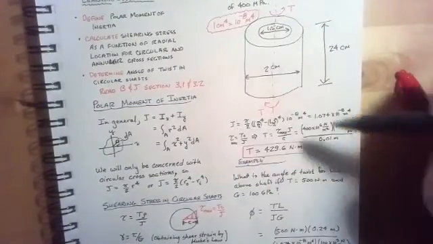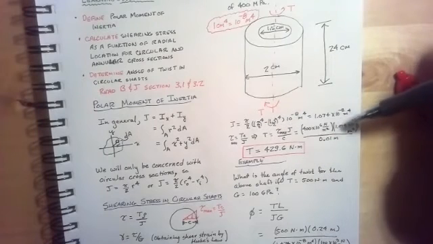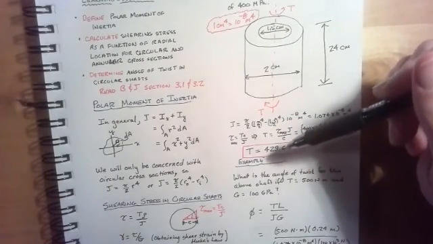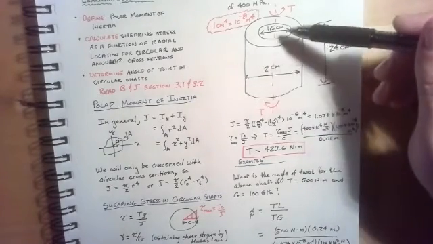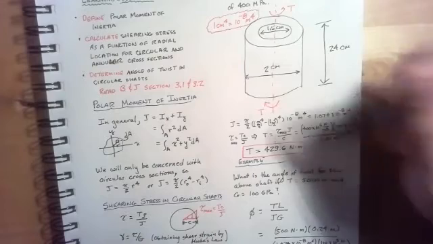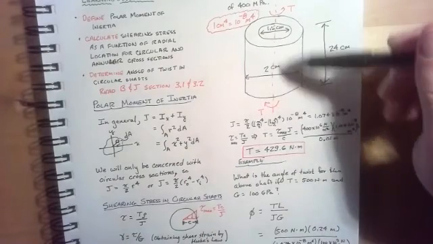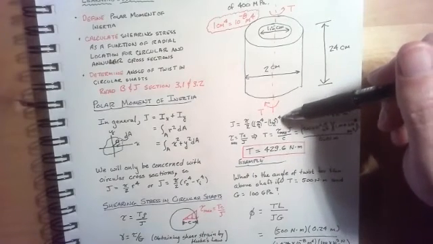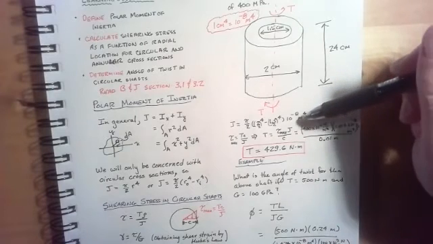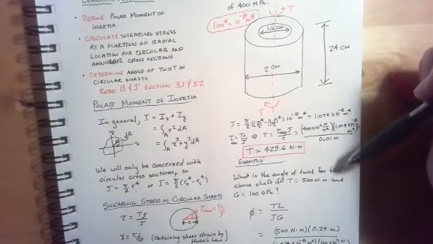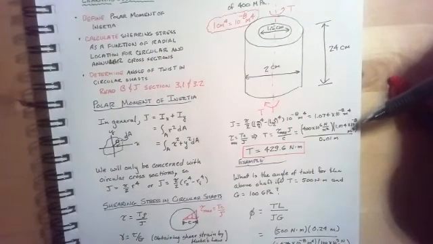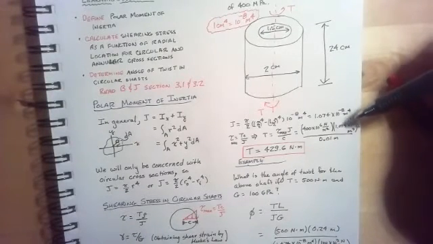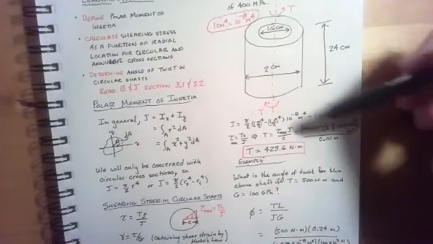So for J, the polar moment of inertia, I would have that equal to pi over 2 times the outer radius to the fourth power, which will be 2 centimeters over 2 raised to the fourth power, minus the inner radius, which is 1.5 centimeters over 2 raised to the fourth power. Multiply that by 10 to the eighth, and I would have J in meters to the fourth. That gives me a polar moment of inertia of 1.07 times 10 to the negative 8 meters to the fourth.